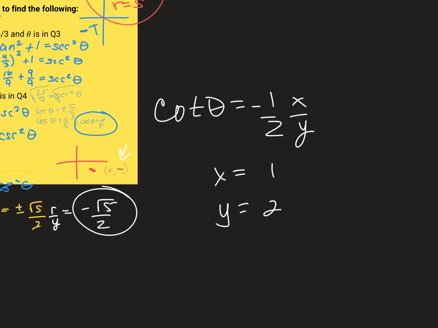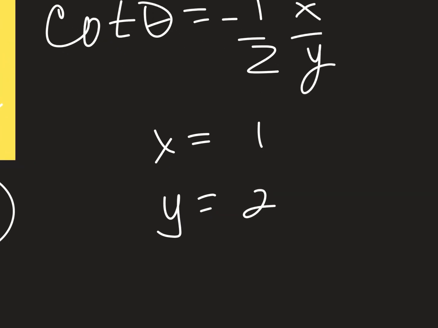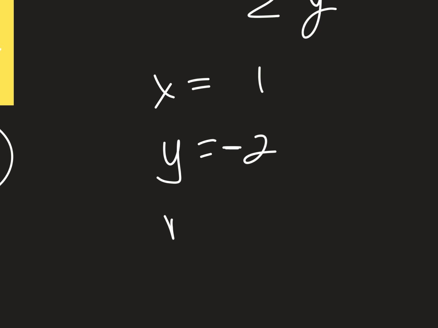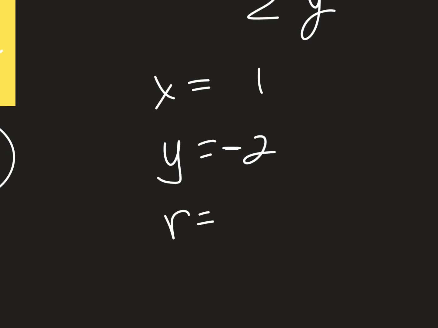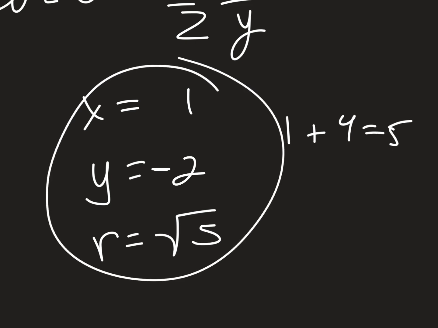Why is it the Y? Because the angle is in the fourth quadrant. In the fourth quadrant, the X value is positive, the Y value is negative. So could you easily find R here, guys? Yes. It's 1 squared, which is 1, plus 2 squared, which is 4, so I get 5. If R squared is 5, what's my R? Square root of 5. So now if you were asked to find any of the trig functions, could you just do it really easily right there?